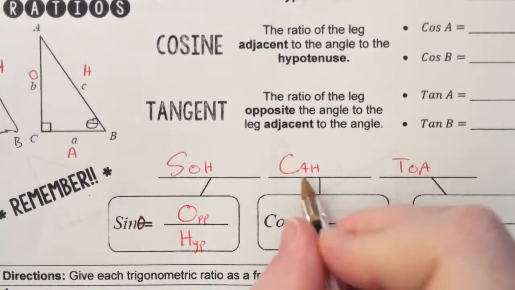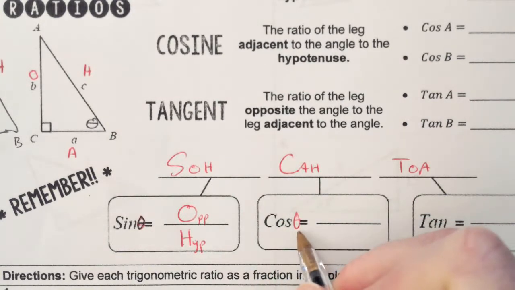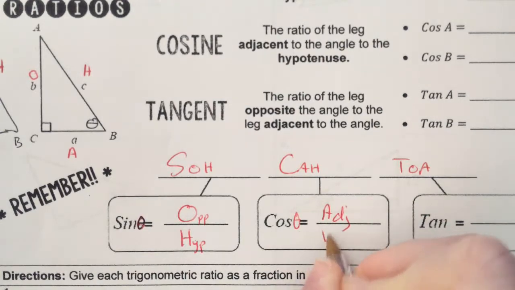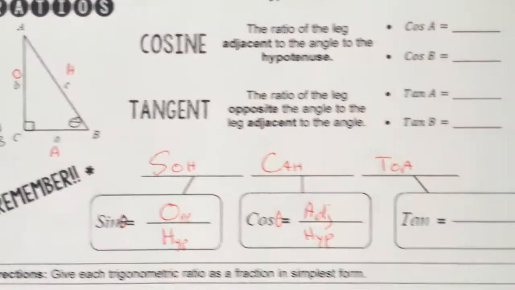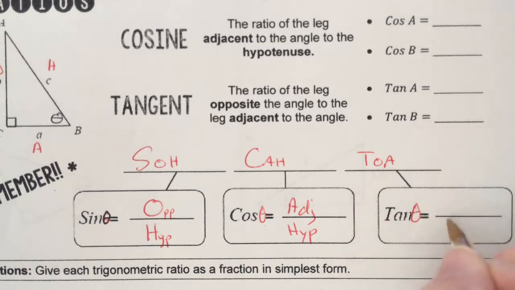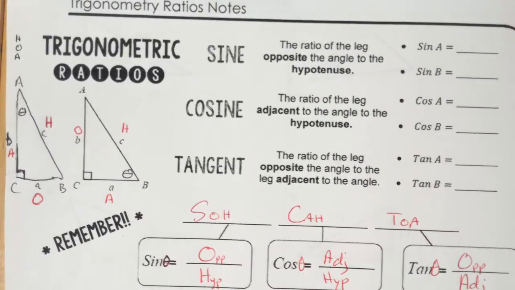Okay, cosine of theta. The C stands for the cosine of theta, equals A over H, adjacent over hypotenuse. And then TOA, tan of theta, so put a little theta right there, tan of theta equals opposite over adjacent. And that's what it stands for.